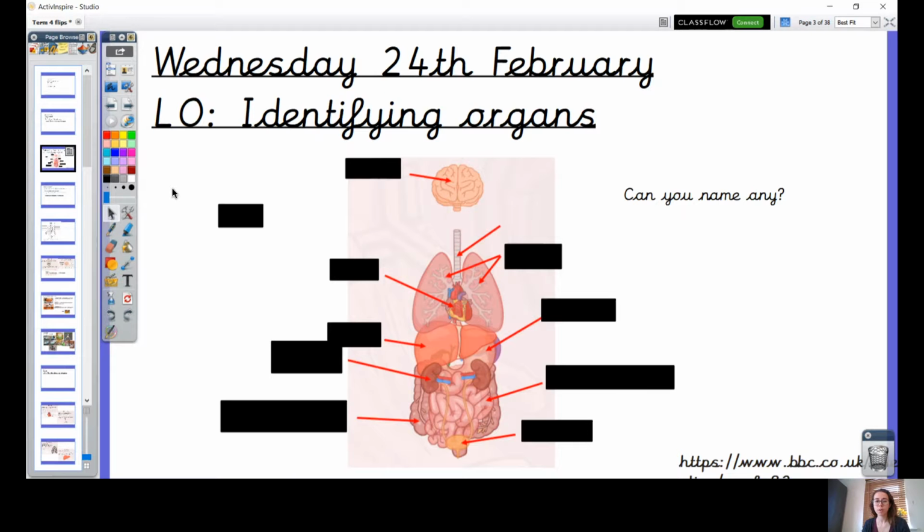Okay, can you jot down the date and LO today? Have a look at the picture as well. Just see if you can name any of those organs. We're going to be looking at organs today. Just see if you can name any of them already. Okay, pause the video and do that now.